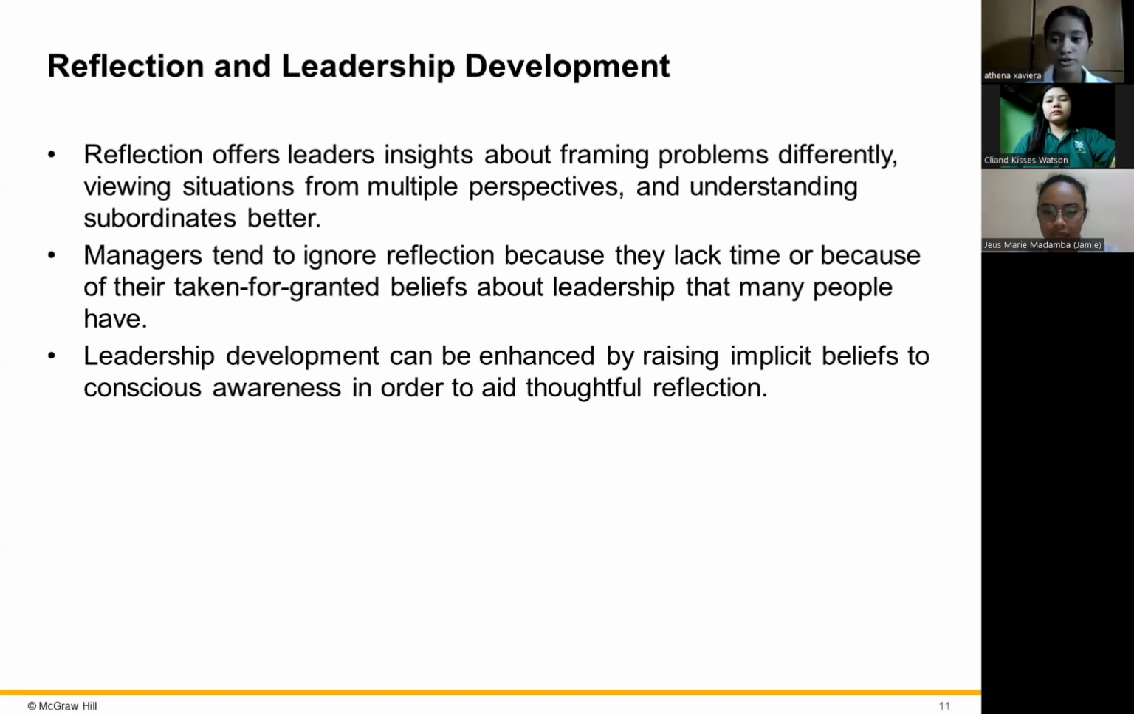Reflection and leadership development. How do reflection and leadership relate? Well, reflection provides leaders the insights about dealing with problems differently, viewing different perspectives, and you get to have a better understanding of both yourself and your team with your values, knowledge, and skills.